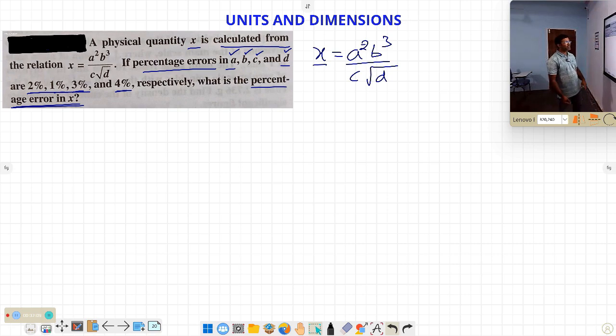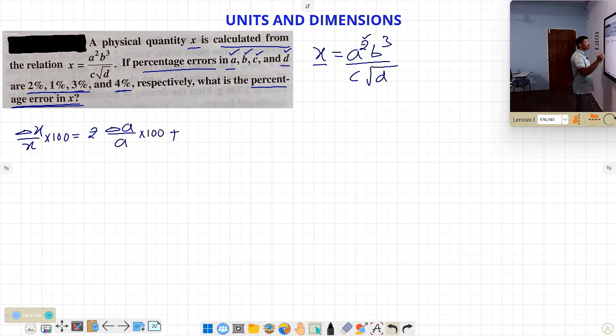So I can write the relation like this: percentage error in the x value, delta x by x into 100, is equal to the error in the a value. How many times is the a value raised? The power is raised by 2 times, so the error of the a value is repeated 2 times. I can write 2 times delta a by a into 100. Plus, as I already told, errors are always additive, so always add all the errors. The error is also due to b. What is the power of b? 3. So the error will be repeated 3 times: 3 times delta b by b into 100.